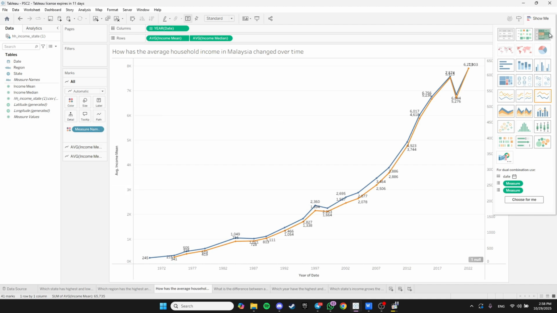So based on this line chart, we can see how Malaysia's household income has changed from 1970 to 2022. The blue line represents the average income mean, and the orange line represents the income median. Both lines increase steadily over the years, starting below 300 ringgit in 1970 and rising to more than 7,000 ringgit Malaysia in 2022. We can also see a small drop around 2020, likely caused by the COVID-19 pandemic, but income rose again afterward. So overall, this chart shows strong long-term economic growth with both mean and median income becoming much higher over time.